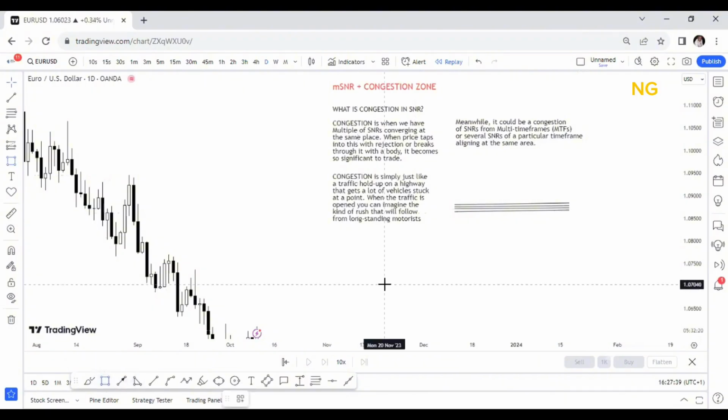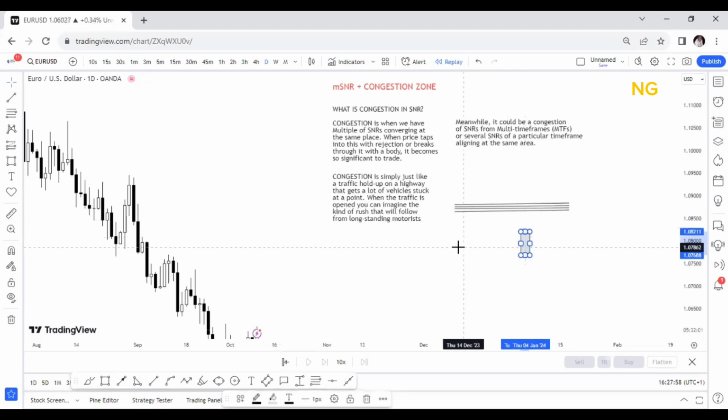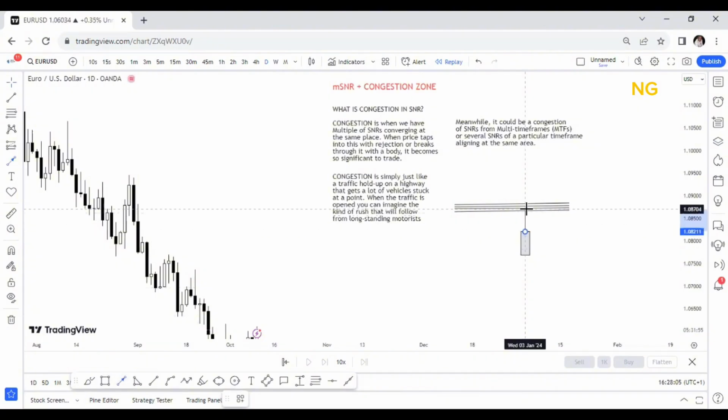So once you have this thing like this, let's say this is a bullish candle approaching it, and it was pulled back. Instead of breaking through, it was pulled back with a wick. It got rejected back downward with the wick.